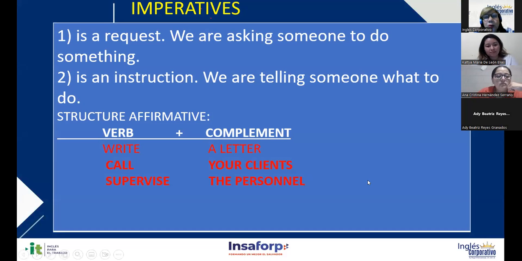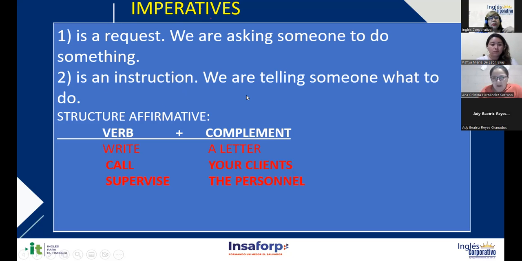Continue. Okay, the topic for today is imperatives. What are imperatives? Number one, an imperative is a request. When we ask for a favor, when we ask a person to do something, we make a request. We are asking someone to do something. For example, I can say, Katy, open the door. I ask you, open the door. That is an imperative. That is a request. It's an instruction. We are telling someone what to do.